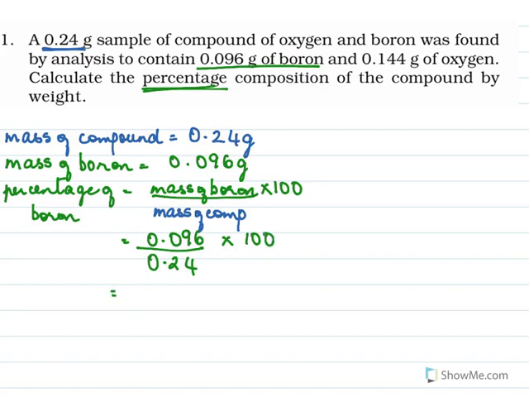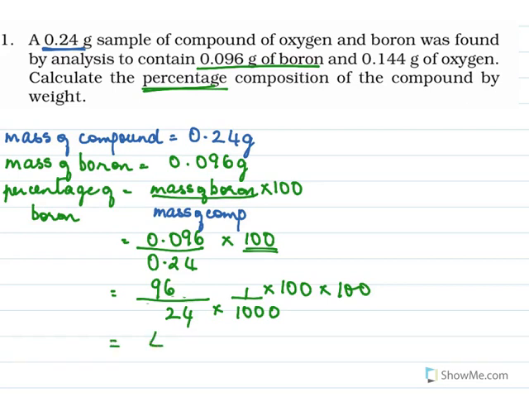So this will be now 0.096 over 0.24. In order to remove this decimal on the top, it is 96, there are three decimal places, so we multiply by 1000. And in order to remove this decimal here, 24, we multiply by 100. And then this is the 100 from here. And when you cancel this out, you get the answer as 40%. So percentage of boron is 40%.